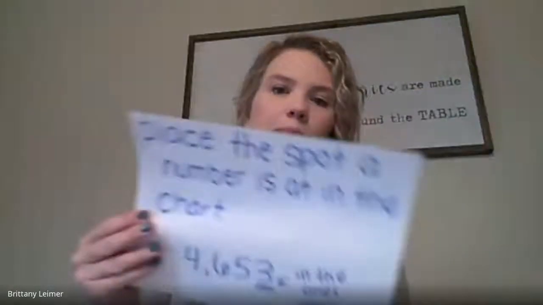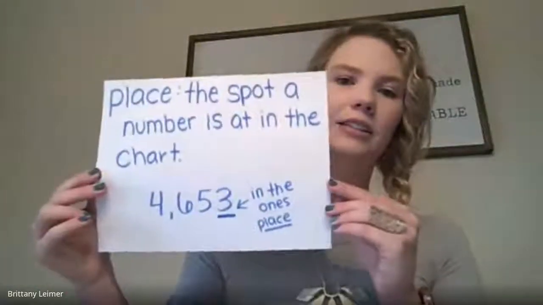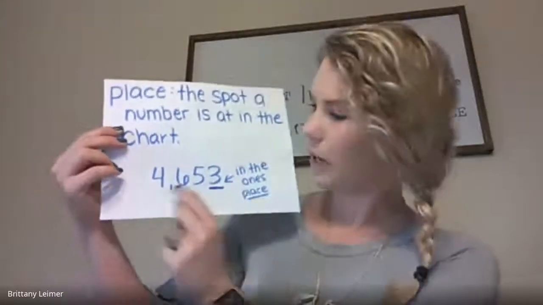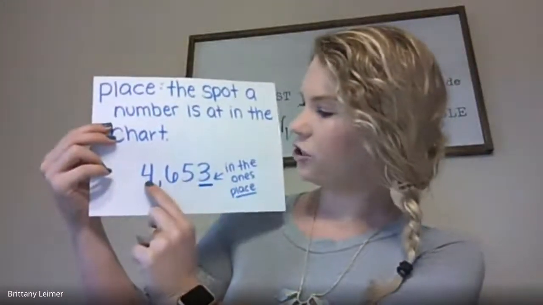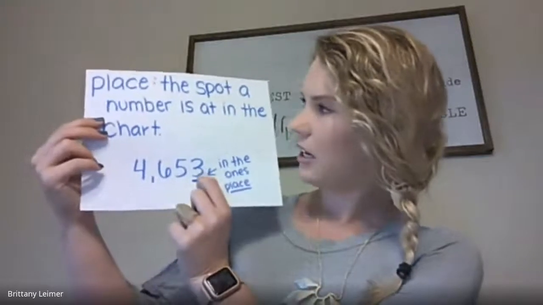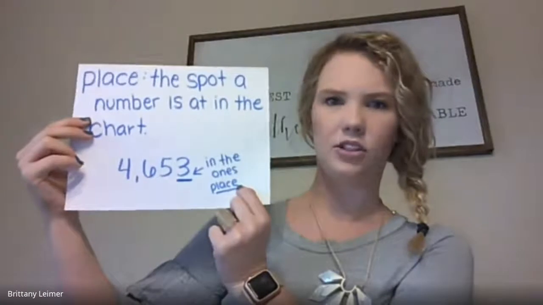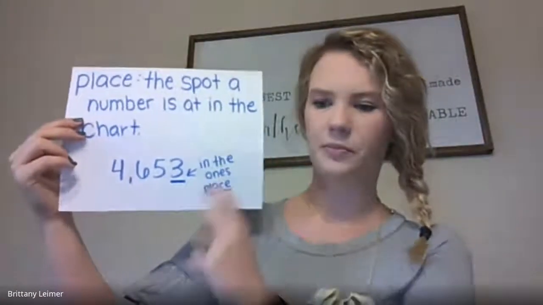There's a few vocabulary words that we have to know before we can get started though. So the first one is going to be place. So the place is the spot a number is at on the chart. So if this is our place value chart where we have our ones, tens, hundreds, and thousands, this place is the ones place. That's what the place is, just the places on the place value chart.